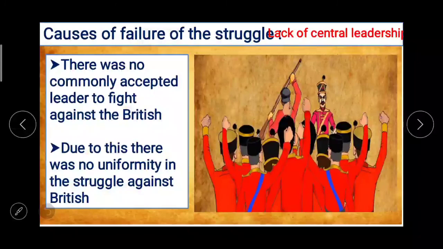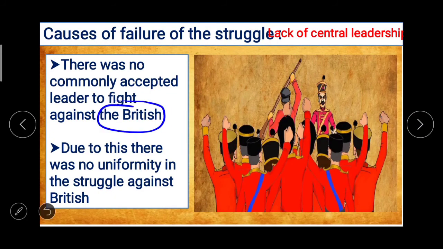Then the next reason, lack of central leadership. There was no commonly accepted leader to fight against the British. कोई एक लीडर अगर होता तो वो लीडर एक डायरेक्शन दे देता था इस स्ट्रगल को और सबको इकट्ठा करने का काम कर सकता था. But it did not happen because of the lack of central leadership, and due to this there was no uniformity in the struggle against the British.